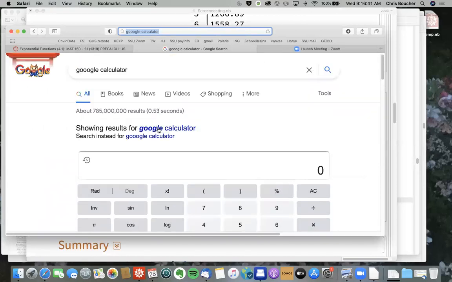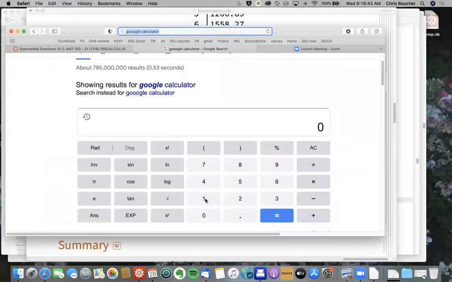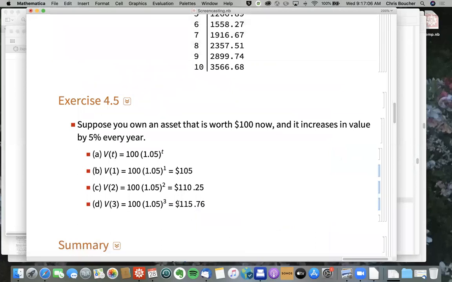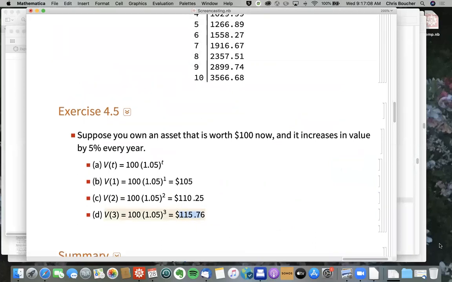If you don't, here is a calculator on Google. So I could do 100 times 1.05. And the way that you do exponents on Google Calculator is this X to the Y button down here. And you can see a little box shows up. And let's say I wanted to see the amount in 3 years. 115.7625. And that's the amount that we got right there.